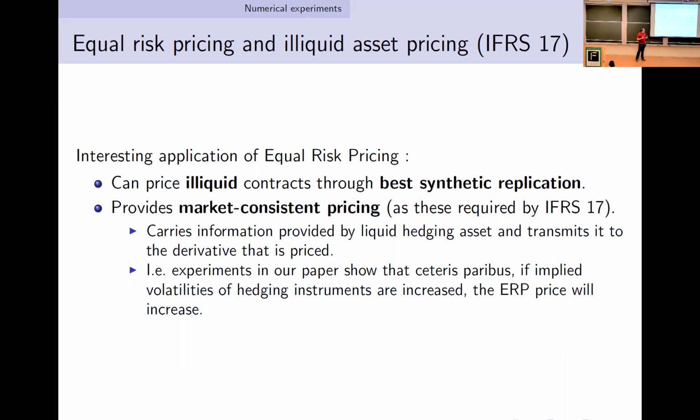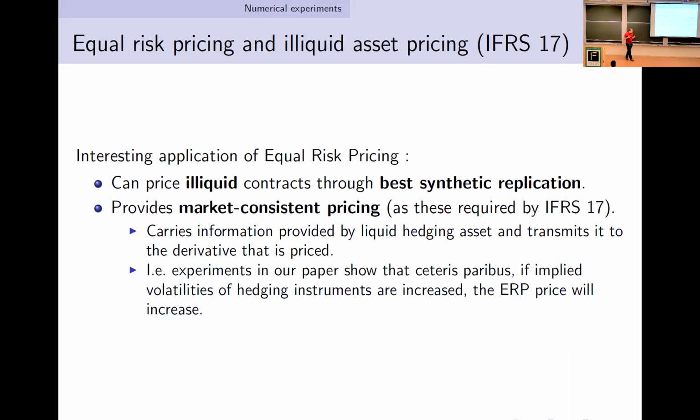And the idea here is that when you apply equal risk pricing, the pricing of such an illiquid asset with optimal hedging carries over information from your observable hedging instruments. So you can show that, for example, if you use exactly the same framework for hedging, without changing anything about the underlying asset, but you push implied volatilities up, the price of your illiquid derivative will also be pushed upwards because it will reflect the dynamics of the hedging instruments. So if the hedging instruments are more expensive, the derivative that you're trying to hedge will also be more expensive when you optimize the hedging strategy.